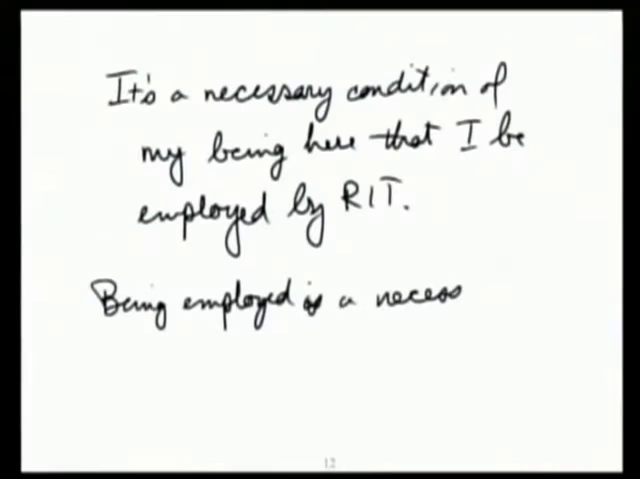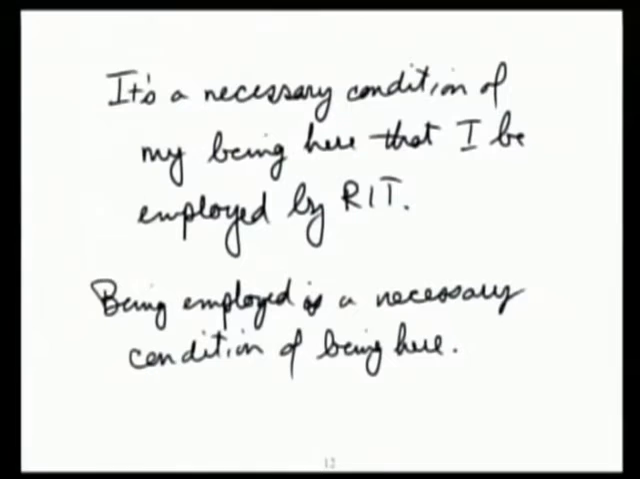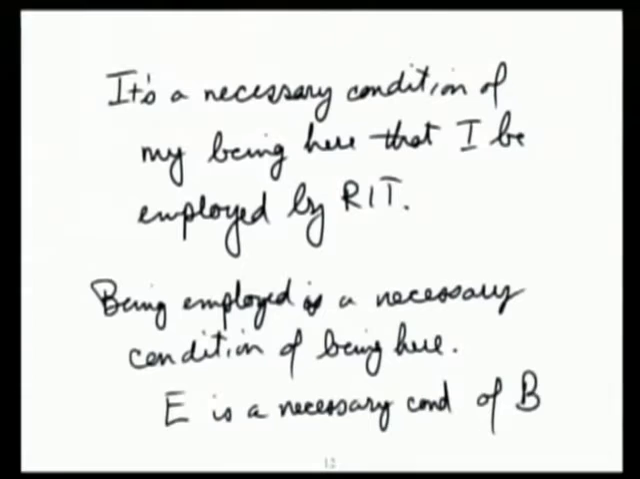Being employed, I'll just say that, is a necessary condition of being here. So E is a necessary condition of being here. Gesundheit, Max. All right. How would we symbolize that? B horseshoe E. Right.